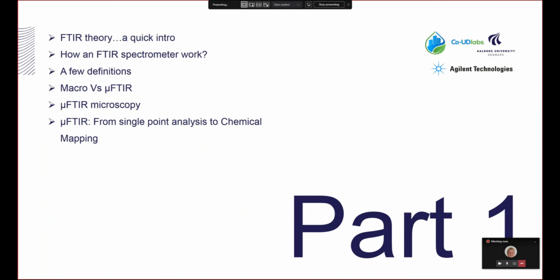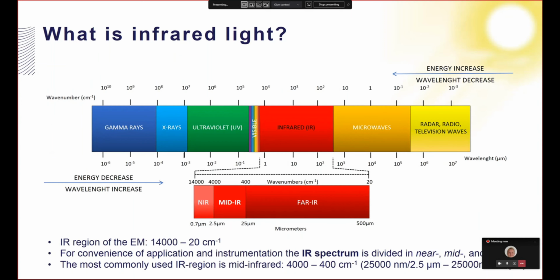So first part: FTIR theory, spectrometer, a few definitions, from macro to micro, and micro FTIR microscopy. I guess most of you are familiar with the electromagnetic spectrum, which basically comprises all the electromagnetic waves from the more energetic ones like gamma rays, moving to X-rays, ultraviolet rays, a very narrow region which includes the visible radiation, moving to infrared waves, microwaves, to radar, radio, and television waves.